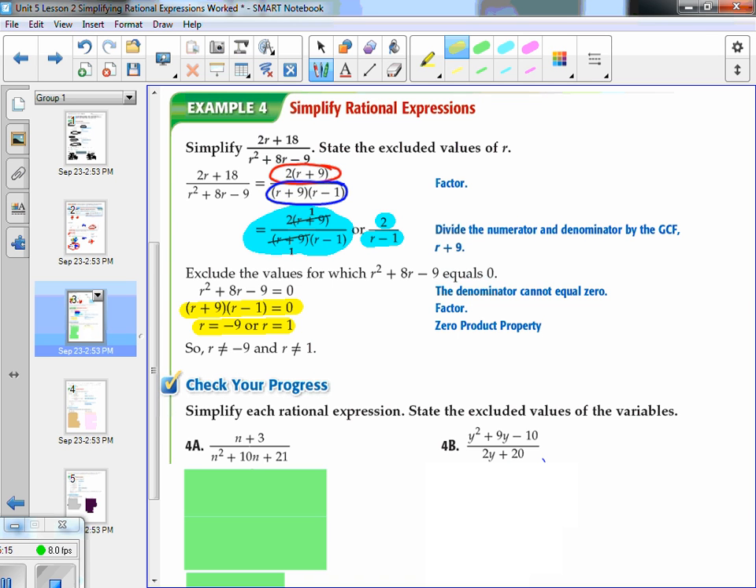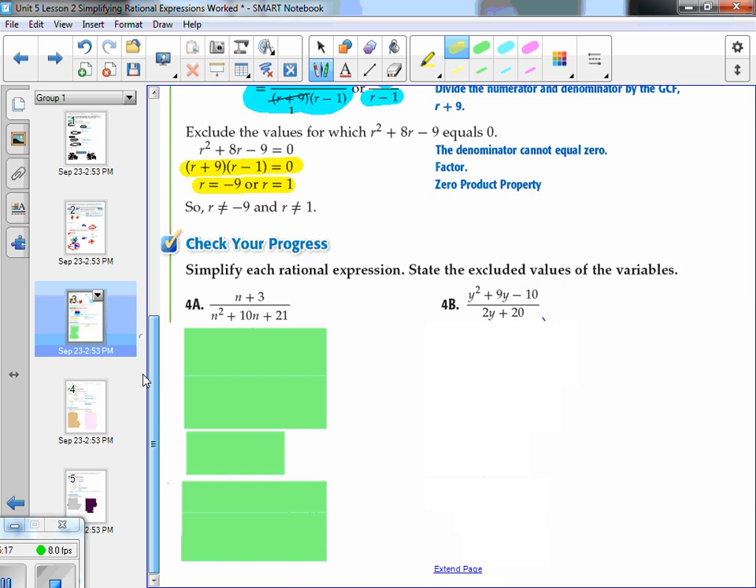All right, let's do one together. Bottom of page 3, 4a. First, let's simplify. The numerator is n plus 3. Well, there aren't any factors to factor out of n plus 3. But your denominator is n squared plus 10n plus 21. So we need factors of 21 that have a sum of 10. 7 and 3. So we'll write that as n plus 7 times n plus 3.